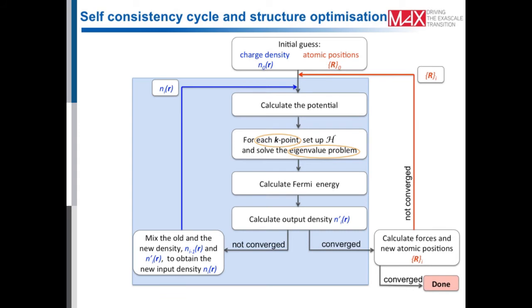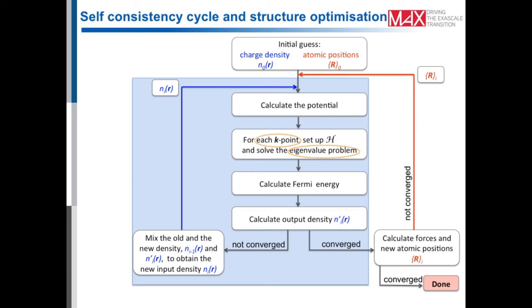The Kohn-Sham equations are solved self-consistently. You can solve the electronic part. You guess initially the charge density and the atomic positions that enter as the external potential. You calculate the potential, then you will hear a bit more about this diagram later on. You have to set up the Hamiltonian, you solve the eigenvalue problem, you can calculate the Fermi energy, you calculate the output density. And then you have some criterion: is my output density sufficiently close to the input density?